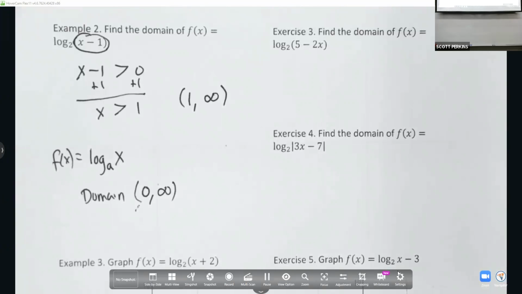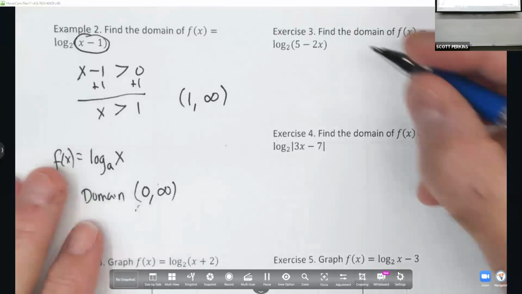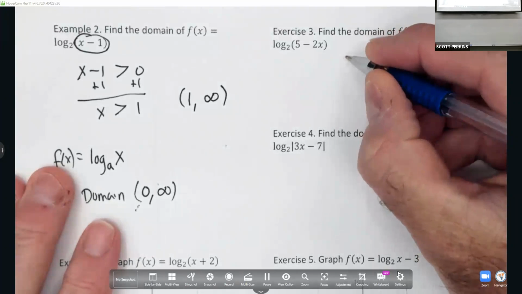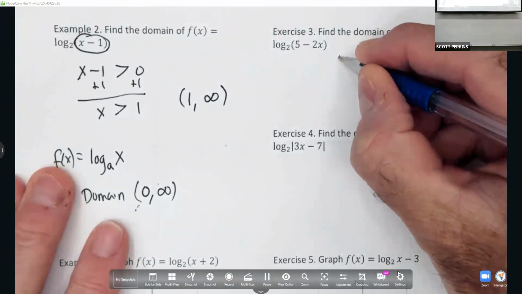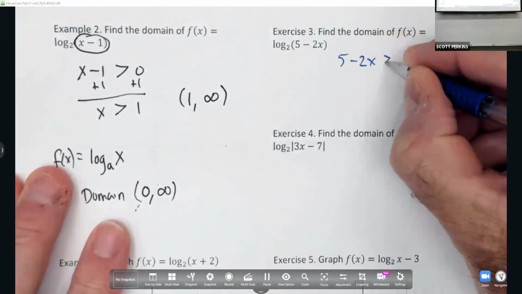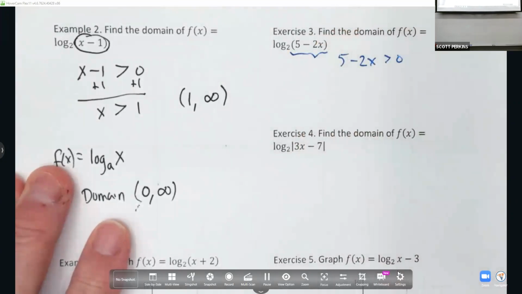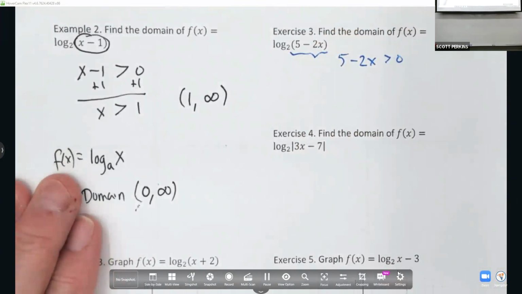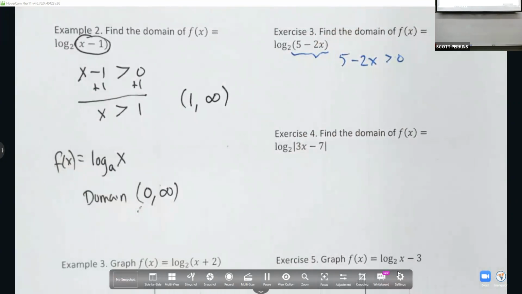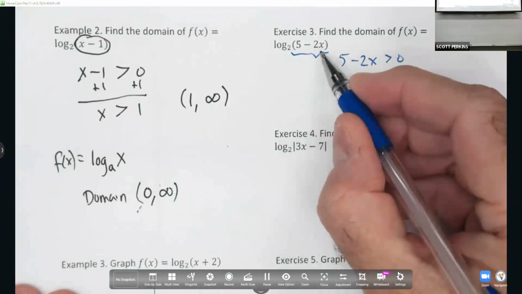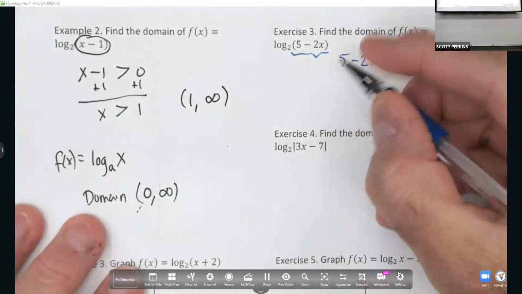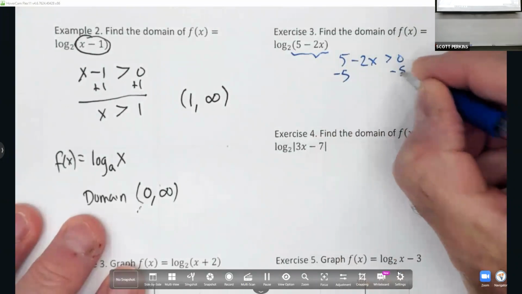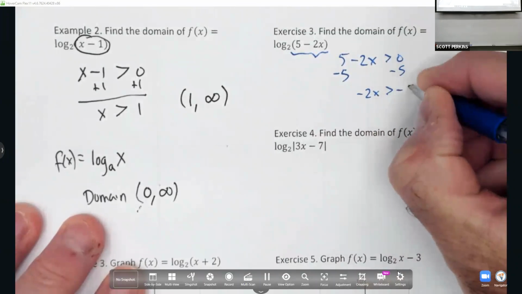So what's the inequality that you set up in order to find the domain of log base 2 of 5 minus 2x? Okay, whatever you're taking the log of, in this case 5 minus 2x, has to be bigger than 0, because we cannot take the logarithm of something negative, nor can we take the logarithm of 0 itself. It has to be a positive value. So that means the 5 minus 2x has to be positive. I will solve this now. I'll subtract the 5 from both sides and get negative 2x is bigger than negative 5.